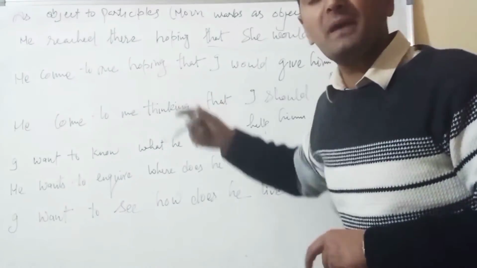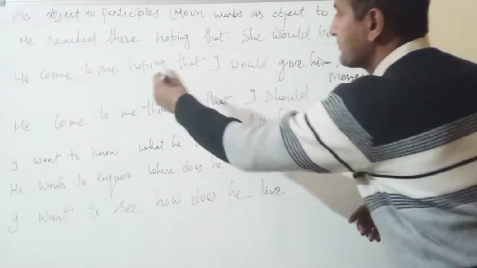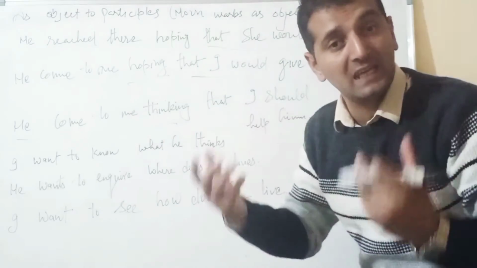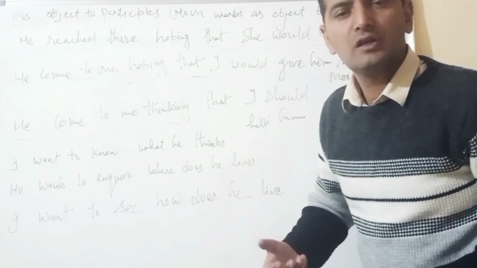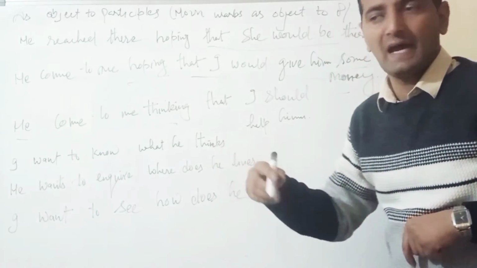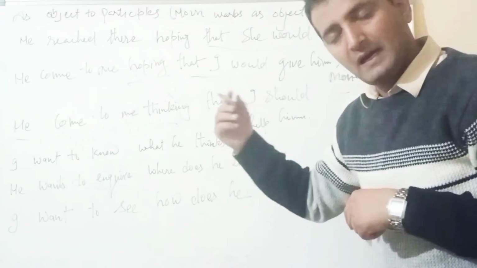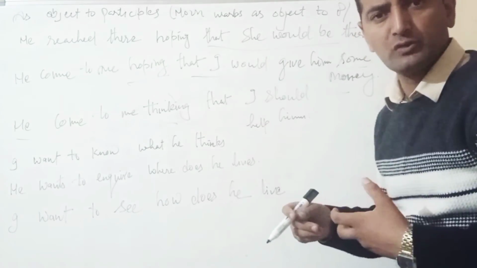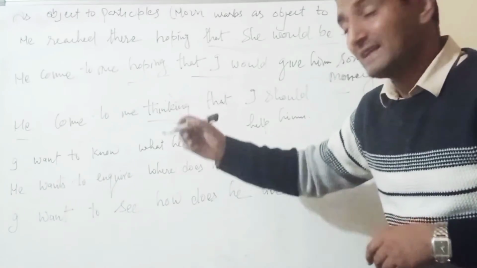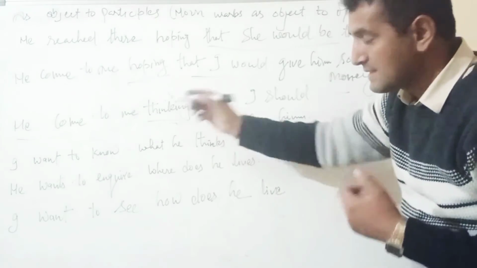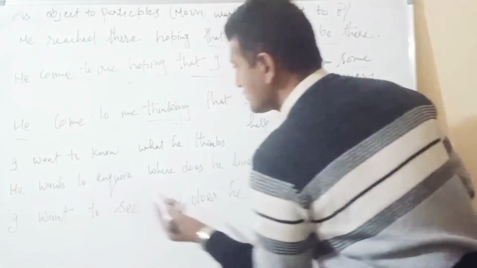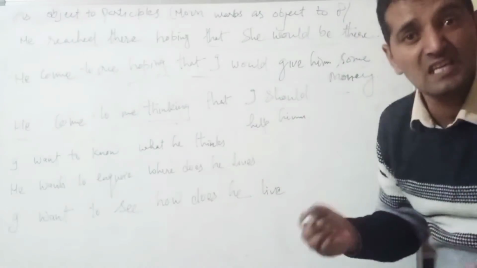Second, he came to me hoping, with the hope that I would give him some money. Hoping again here, hoping that I would give him some money. And the next one is he came to me thinking. Thinking. Any word which adds ing to a verb becomes a present participle. And this participle can be used in the past and future also, with the continuous tenses. See here that whenever there are such statements and expressions, you can make such a clause by using a participle, and here the noun clause will work as object to the participle. Now I want to know what he thinks. What are these? To know is what?